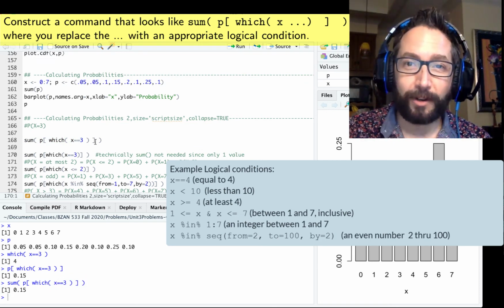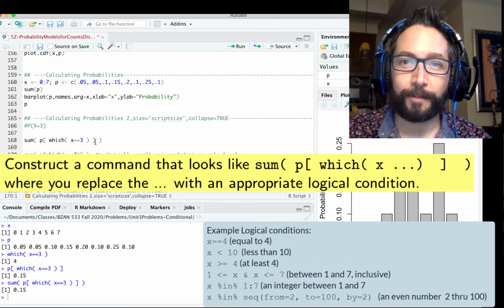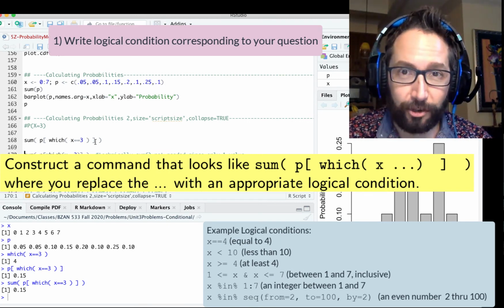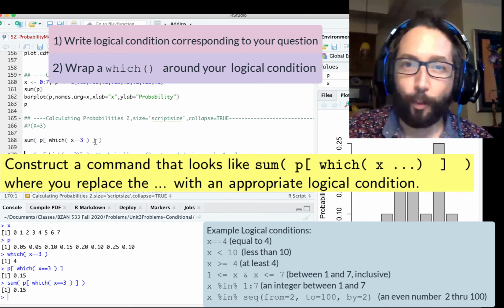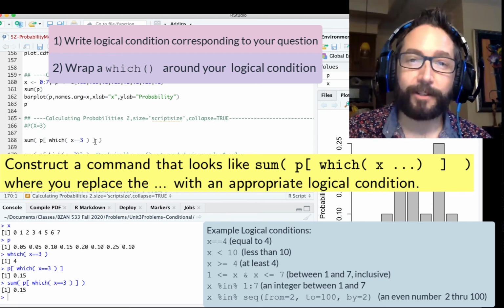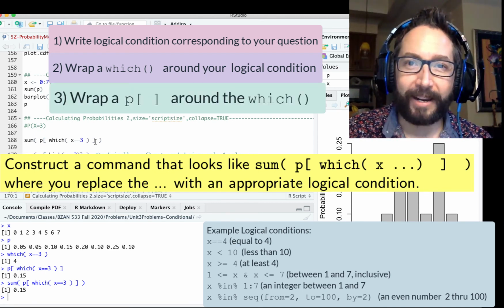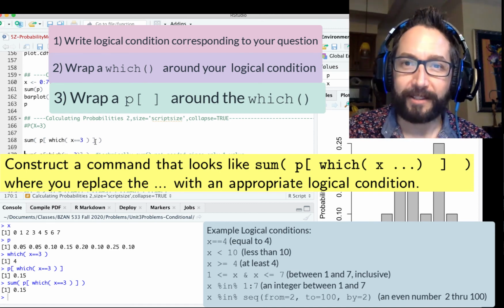If you have a probability question about the outcomes, first write out the logical condition that describes your question, then use the which function to figure out which elements of x correspond to those outcomes. Put that which function inside square brackets, extract out those elements of p, and then take the sum of those.